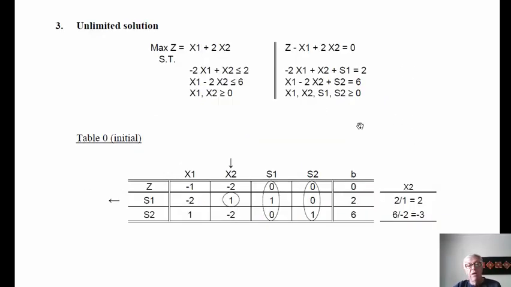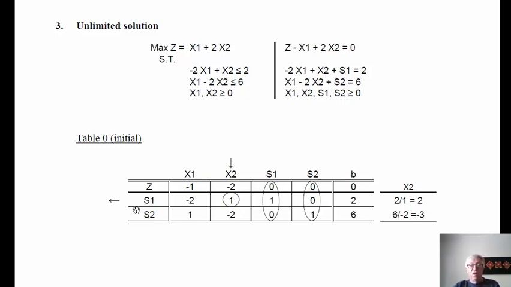Okay, and the last problem that we are going to analyze in this talk is related with unlimited solutions. To illustrate, again, we use this example. We have also a two-dimensional problem because, again, we need to analyze this problem both using the simplex method and graphically to understand precisely what's happening.